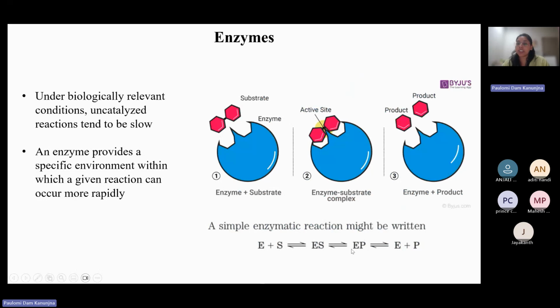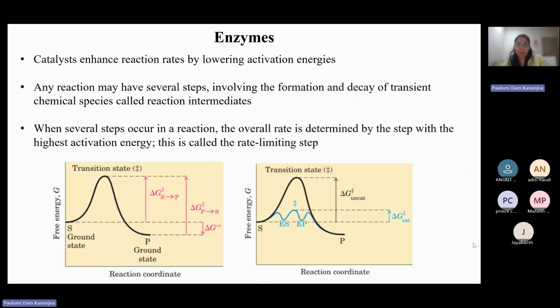Then the substrate changes to a product, so EP complex, and then finally enzyme moves away and products also leave, which is finally giving you S to P conversion. Okay, now what exactly is happening and why is it making it quicker?